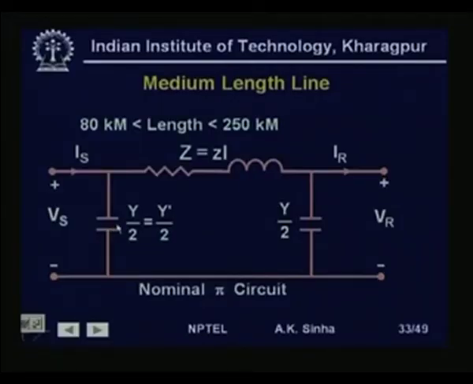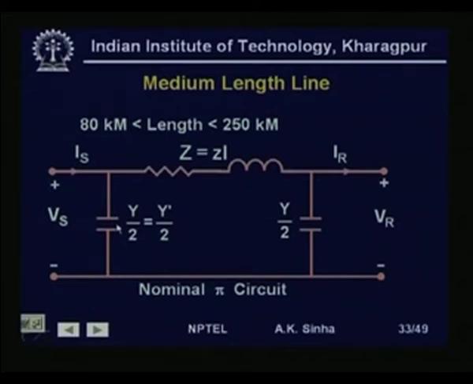In case the line length is somewhat more than 80 kilometers, but less than 250 kilometers, we call these lines medium length lines. Since these lines will generally be high voltage lines, we can no longer afford to neglect the capacitive part of the model, that is, the charging current is going to be significant and it needs to be modeled, and therefore, we have to include the capacitance of the line in the model.